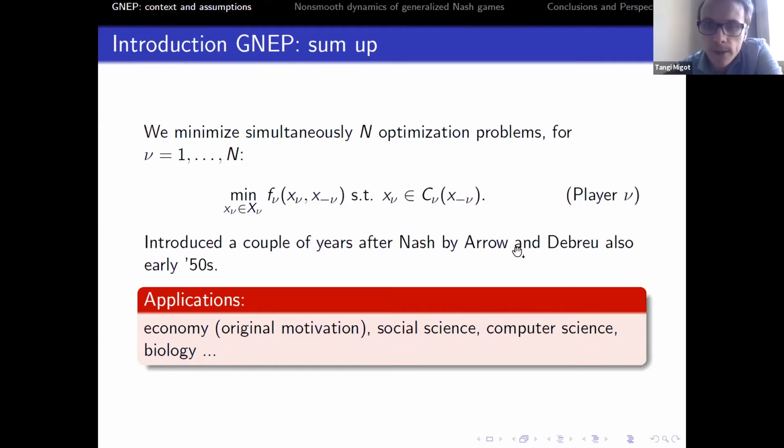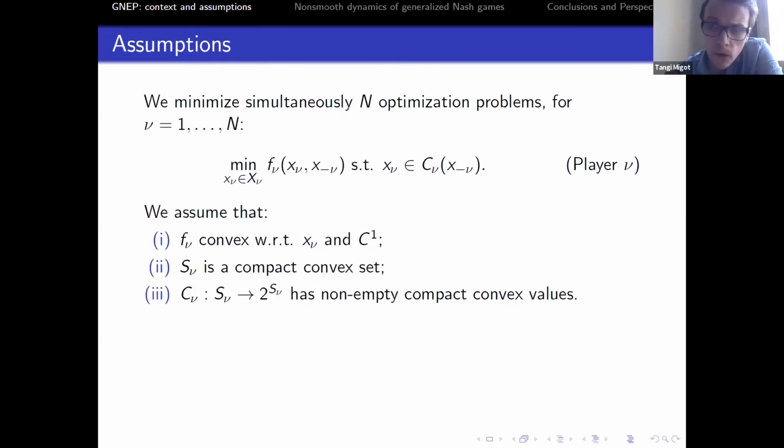Perfect. So we had already a couple of talks on GNEP, so maybe there's no need to motivate further. Also, I want to talk about some classical assumptions we will make. So usually we will assume that the cost function is convex with respect to the x nu strategy, so the variable we are optimizing. And we will also assume that f nu is C1 because I want to use gradients.